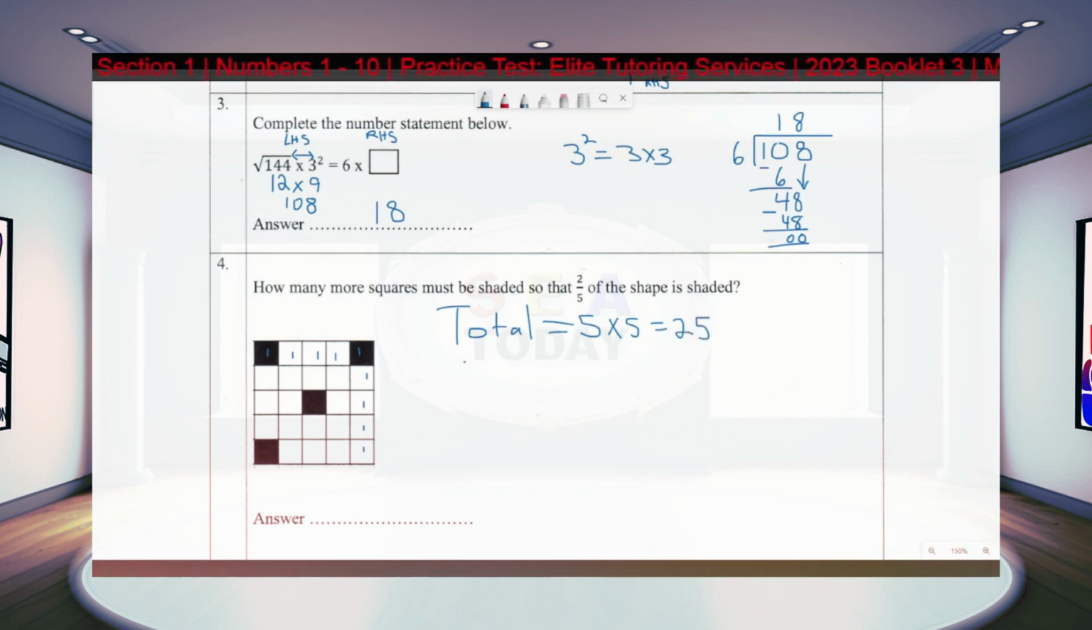And how many squares are shaded? And that's easy. We can just visually see. Check it in our minds. That's 4 squares shaded.